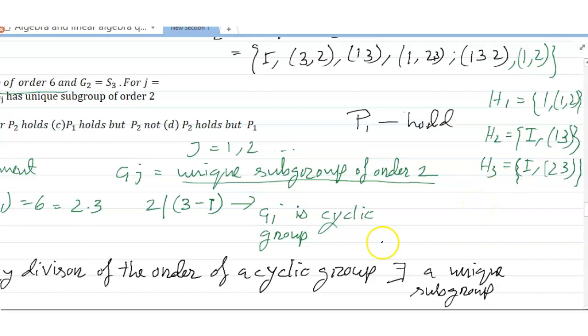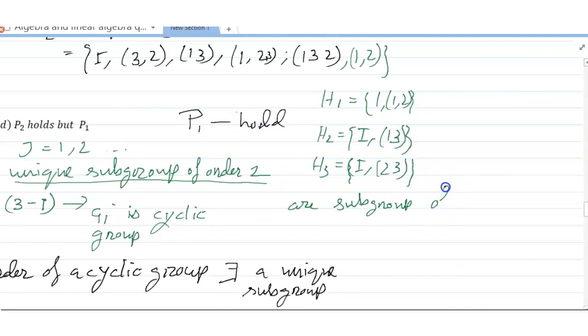Each H is a subgroup of order 2 in S3. So therefore G2 has 3 subgroups of order 2.